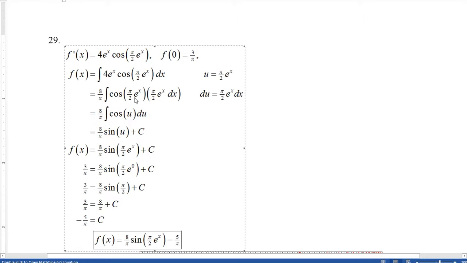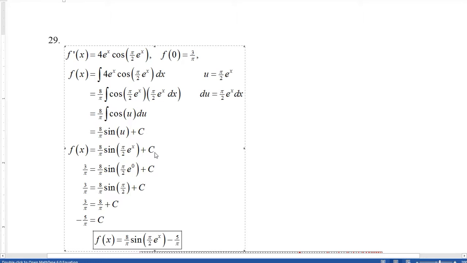The integral of this becomes cosine of u, and this part in parentheses becomes du. We know an antiderivative there. The antiderivative of cosine u is sine u. Derivative of sine u is cosine u. So we still got our 8 over pi, and we still got our plus c. Now this time, we go ahead and substitute in the u, which is pi over 2 e to the x.